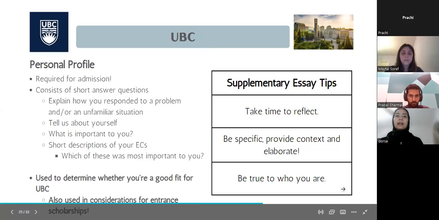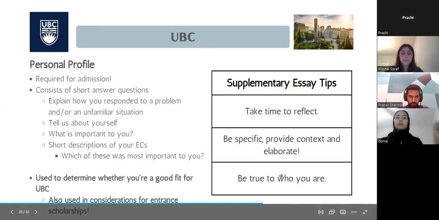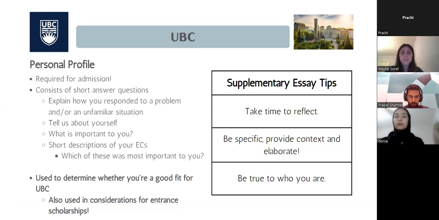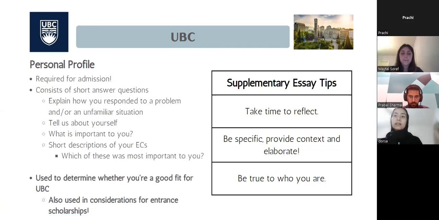For UBC, I know these supplementary applications are required for every single program. This consists of short answer questions of you explaining how you responded to a problem and an unfamiliar situation, about you telling about yourself and what's important to you, and short descriptions of your extracurriculars. Which of these was most important to you? These are used to determine whether you're a good fit for UBC. And through these and some additional essays, you can be considered for entrance scholarships as well.